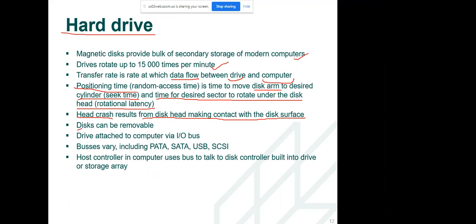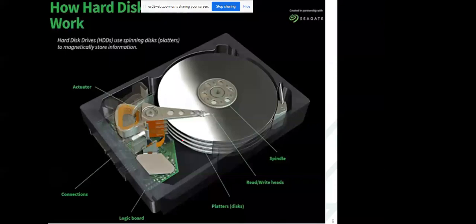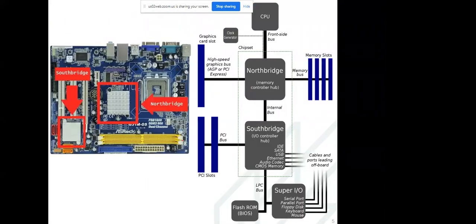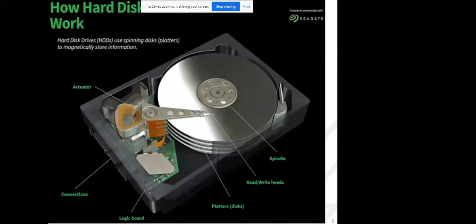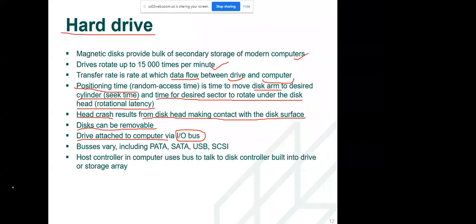Disk can be removable. Yes, you can remove it. Drive is attached to the computer via an input output bus. Here you can see these are buses, and this is a disk. Buses vary, including PATA, SATA, USB, and SCSI, which I've never heard of. But PATA, yes, the old one.